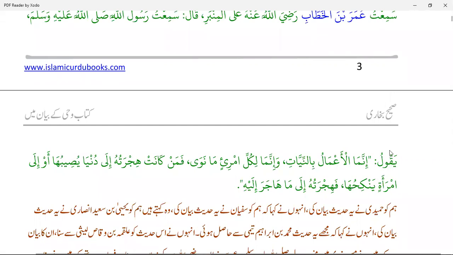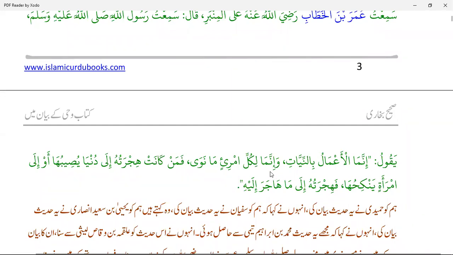Next. Which one? Yaqulu. Do you see the cursor? Yeah, now I saw. Yaqulu, he said. He was saying, Innamal a'malu bin niyyat. Indeed, the actions are by the intentions. The action depends upon the intentions, okay?